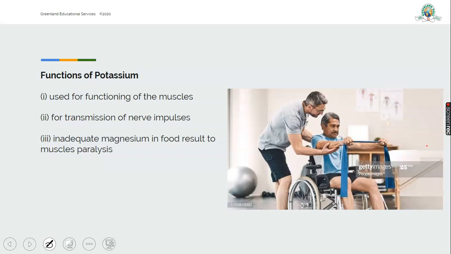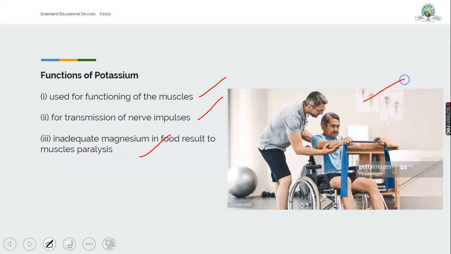Potassium, one of the important components that must be present in food, is used for functioning of the muscles. It is used for transmission of nerve impulses. Inadequate potassium in food will result to muscle paralysis.